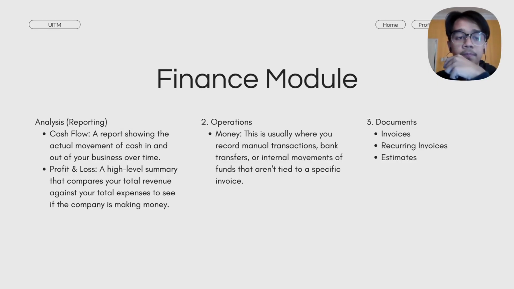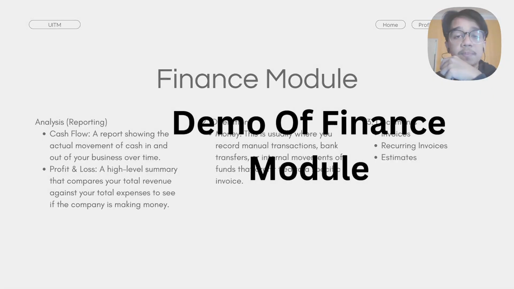Now, for Flowlu, we have three main parts in the finance module. First is the analysis reporting part, where we can see the cash flow and the profit and loss. While for the operations, we can also include general money transactions, which are the manual transactions of bank transfers and internet movements. They are not specific to invoices. The three main documents included are the invoices, recurring invoices, and the estimates. Now, let me explain.